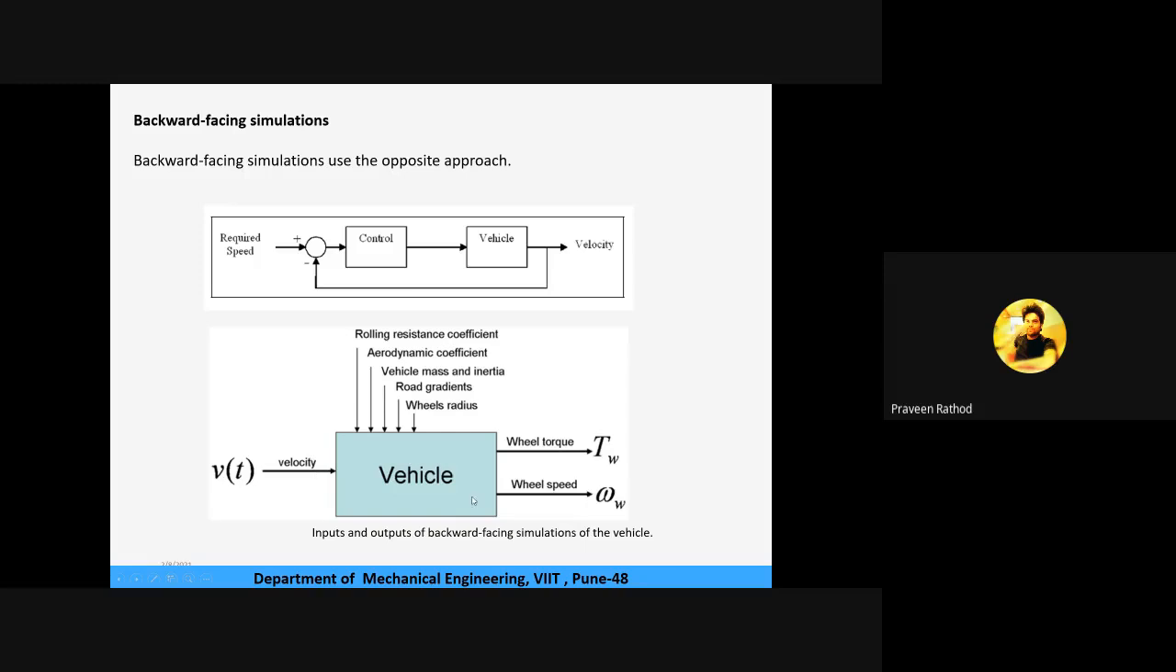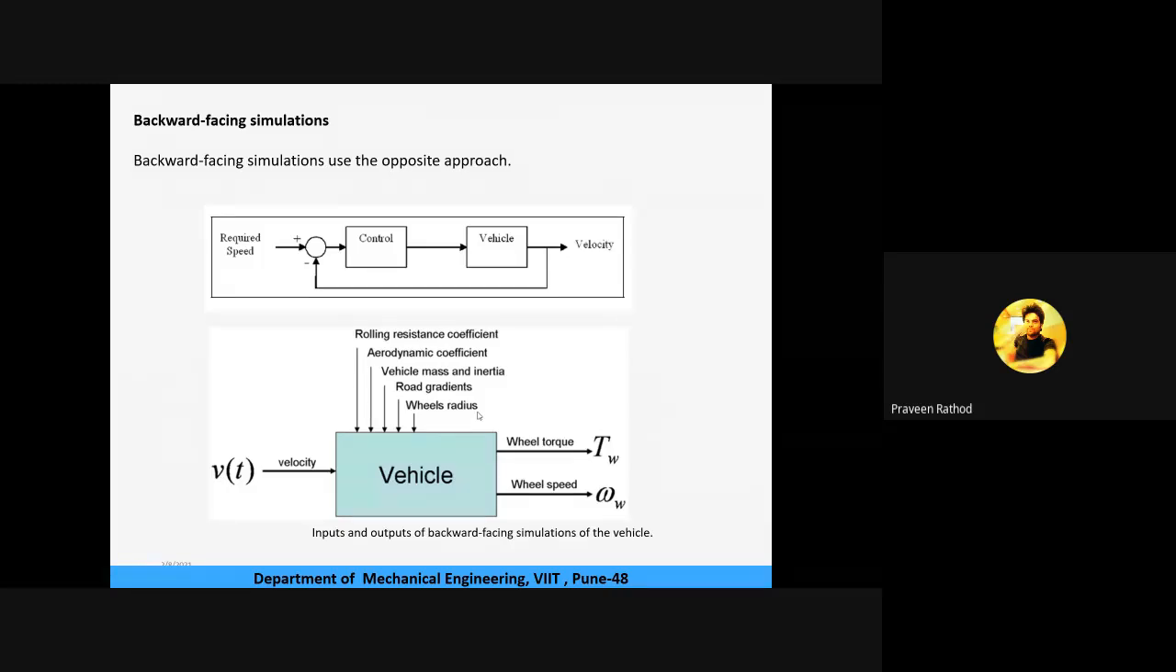Okay, so the velocity output will be wheel torque and wheel speed, and some parameters have to be considered over here. Whenever we are calculating by considering all the environmental losses, we consider the rolling resistance coefficient, aerodynamic coefficient, vehicle mass and inertia, road gradients, and wheel radius. These are the things we are going to consider in the backward facing simulation. So backward facing simulation uses the opposite approach.